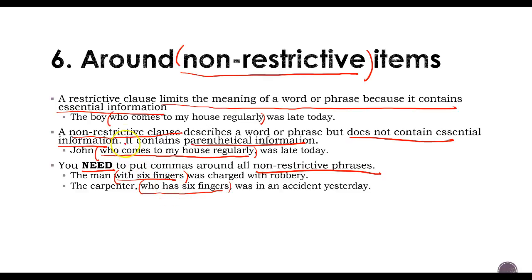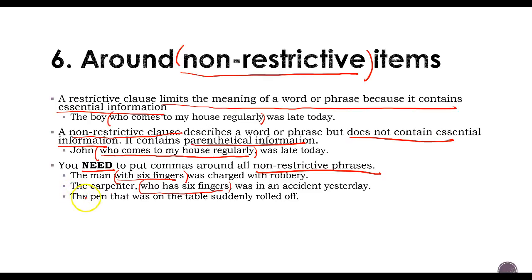The test for it is if you can take the phrase out and it doesn't alter the meaning of the sentence that much, then it's probably non-restrictive. The carpenter, cover up "who has six fingers," the carpenter was in an accident yesterday, still makes sense. The six fingers isn't that important. "The man was charged with robbery" is much different than "the man with six fingers was charged with robbery." So the sentence loses meaning if we take it out. So that's how you test if something's restrictive or non-restrictive.